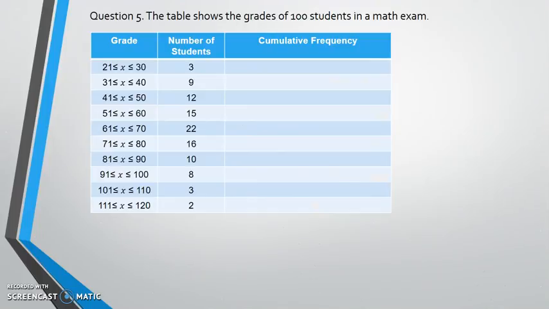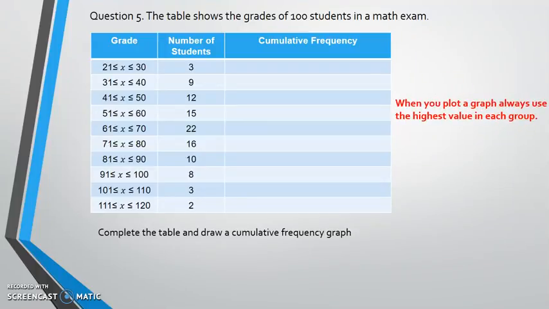Question 5. The table below shows the grades of 100 students in a math exam. Okay, and we're going to complete the table first of all and draw a cumulative frequency graph. When you plot your graph, always use the highest value in each group. So your first plot would be at 30. Okay, 30 with 3. Your graph should look like an elongated S.